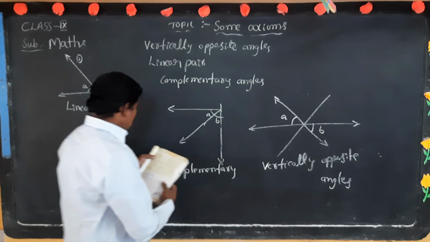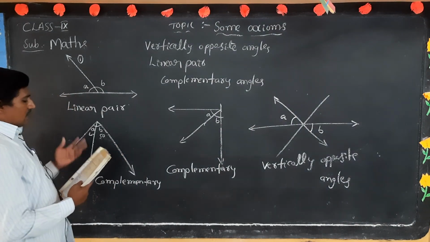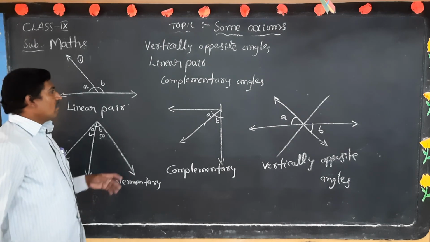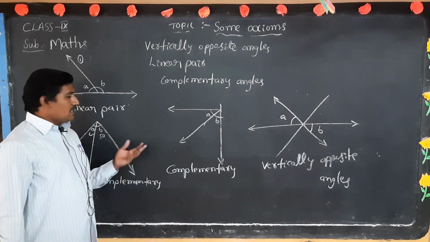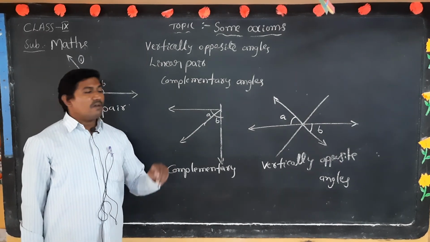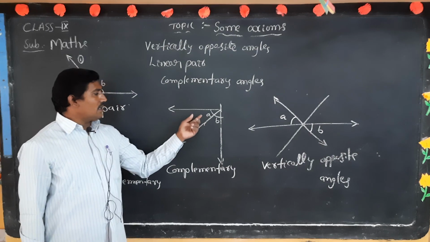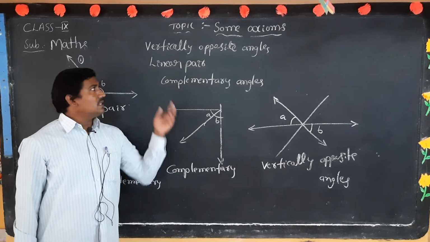Okay, vertically opposite angles. Here we discussed a few problems which are complementary, which are vertically opposite, and which are linear pair angles. Next class we will discuss finding the values. For example, A is given and the B value is given, then we should find A using these angles only.